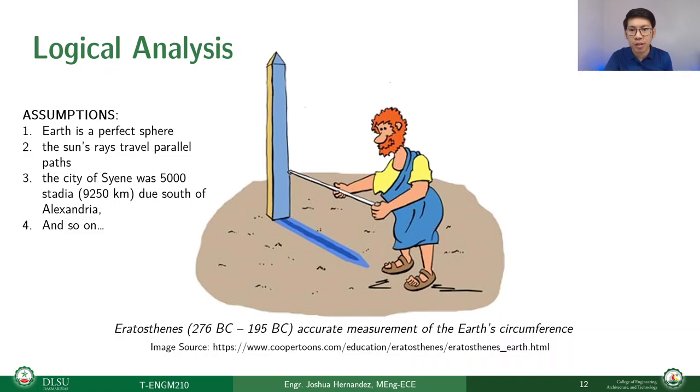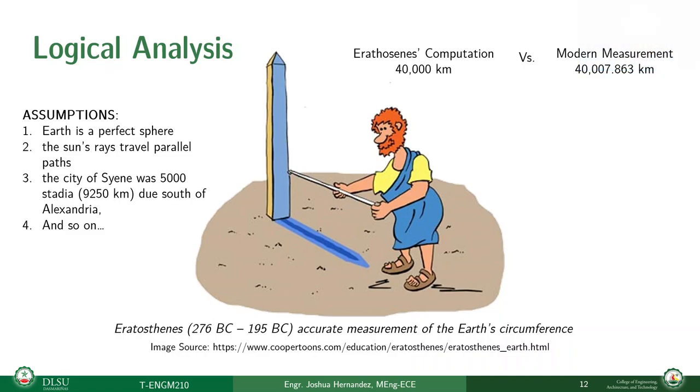It's mind-blowing to know that the discrepancy between Eratosthenes' computation, which was 40,000 kilometers, is just about 7 kilometers off. The modern measurement had it around 40,007.863 kilometers. Wow! That's almost near 40,000. And imagine during his time, with no equipment and technology that we have now. That's pretty amazing.